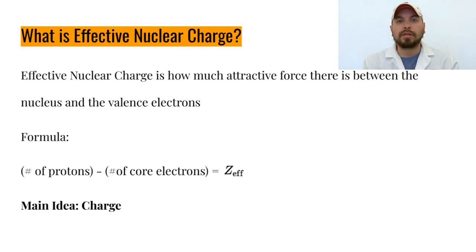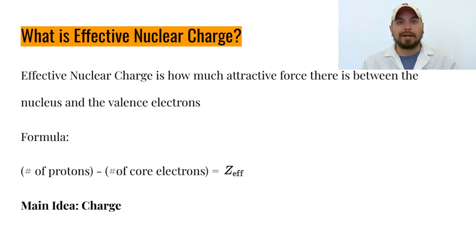The first new thing you need to know is something called effective nuclear charge. Now, the effective nuclear charge is essentially how much force does a nucleus have on those valence electrons? What is the relative charge of the nucleus? Now, the nuclear charge of an atom is simply how many protons it has. The effective nuclear charge, you take that number and you subtract the number of core electrons from it. So if you have, let's say, 6 protons and 2 core electrons, your effective nuclear charge would be +4.